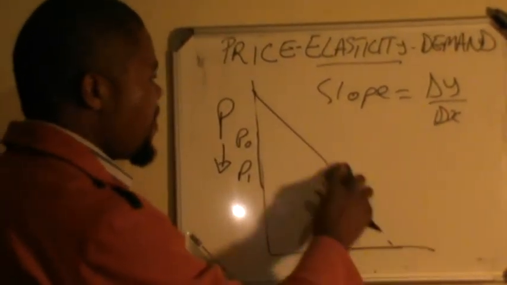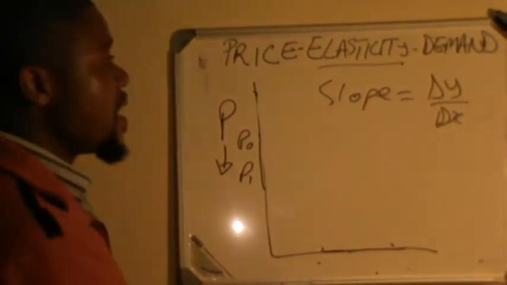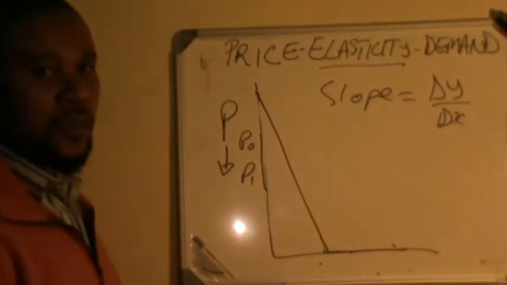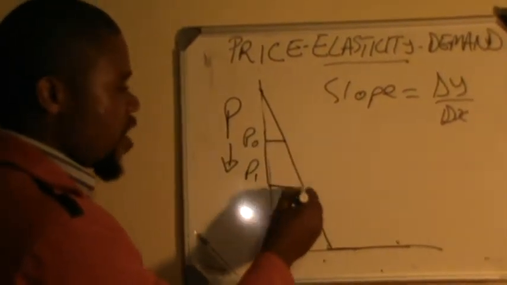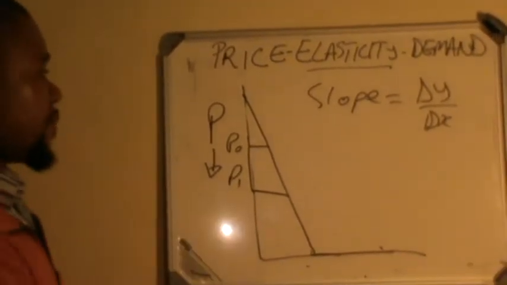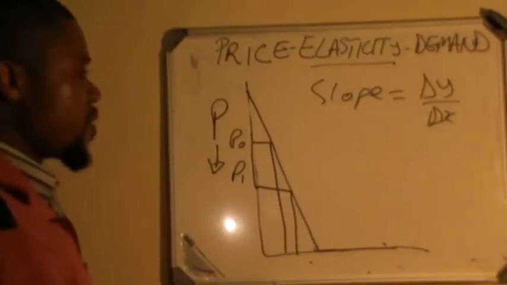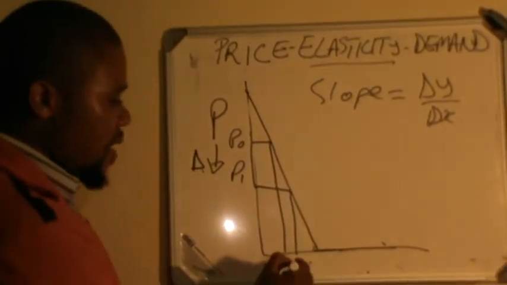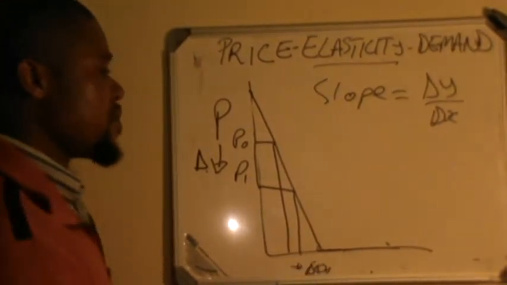Let me draw a very steep one, because I want to show you this relationship between elasticity and the slope. So let's say we've got a very steep slope of the demand curve, and you've got a change from P0 to P1. What is the accompanied change in terms of quantity demanded? In this case, a big change in price leads to a smaller change in quantity demanded.